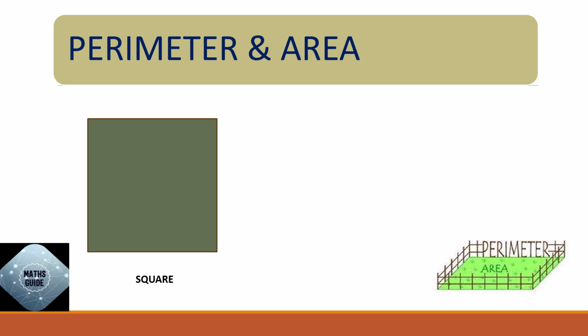According to your textbook, the distance around any two-dimensional closed shape is perimeter and the region enclosed within the boundary of a closed shape is called its area.